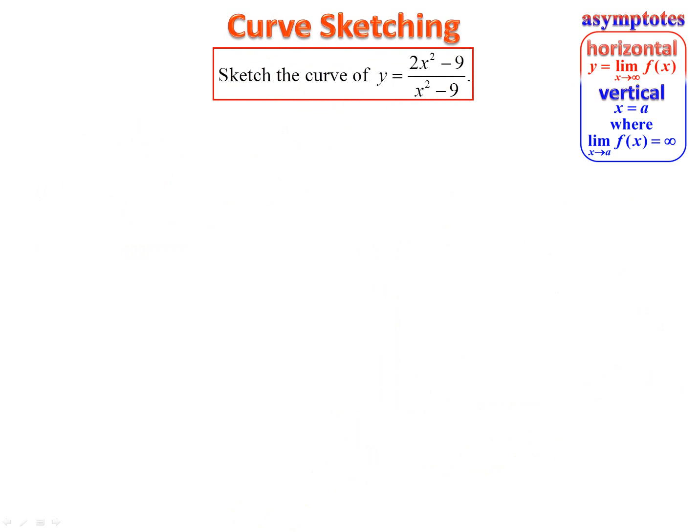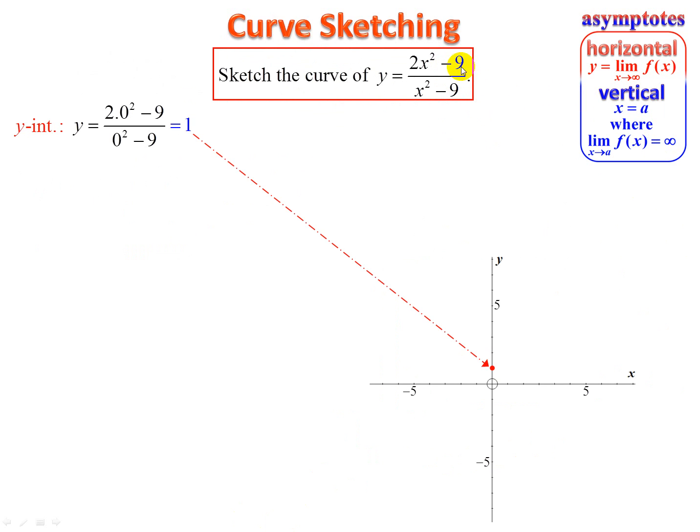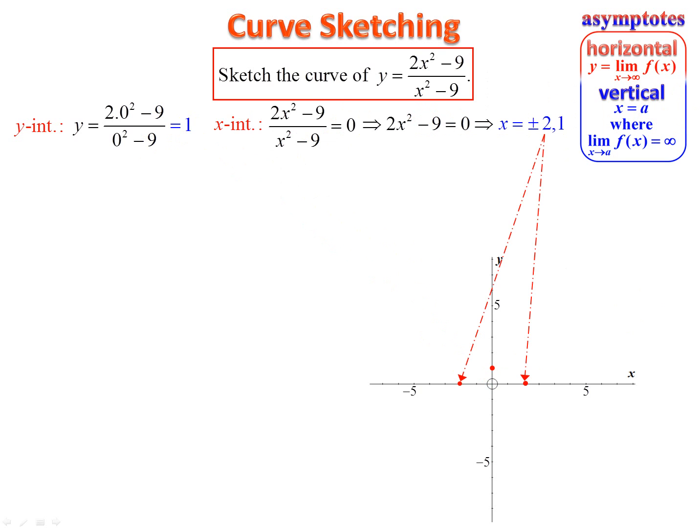Another example. 2x squared minus 9 over x squared minus 9. First, the y-intercept. So we substitute 0 for x, and we end up with negative 9 over negative 9. So that's 1. x-intercept, we're now going to equate that to 0. We multiply through by x squared minus 9. We end up with that. Take the 9 across, divide by 2, so we're finding plus or minus the square root of 4.5.